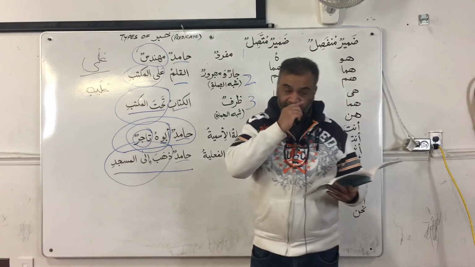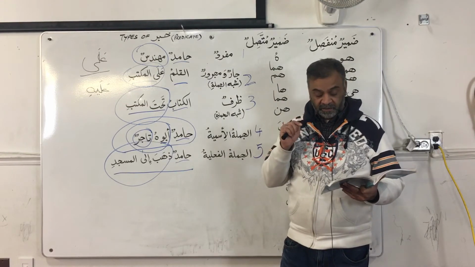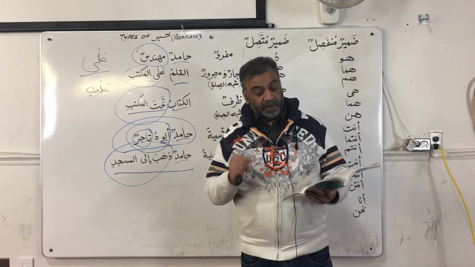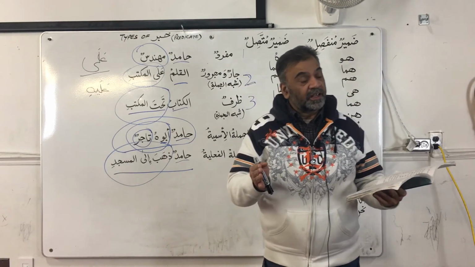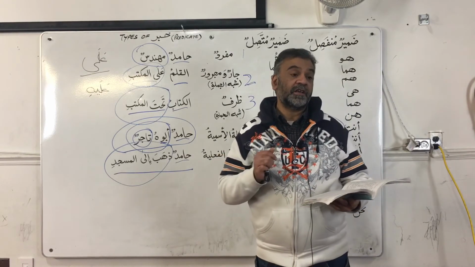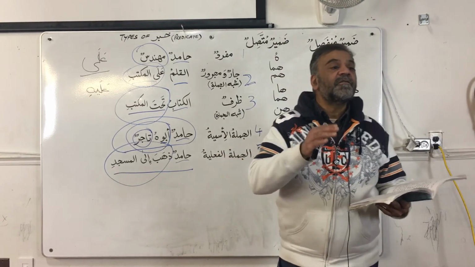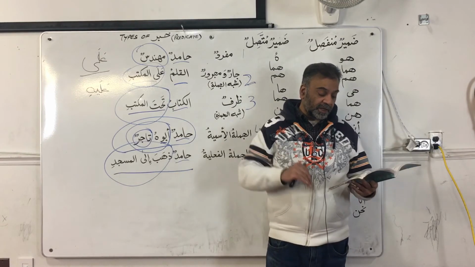Number 3. Ukhti, my sister. Laha tiflun saghirun. My sister, she has a small child. What kind of child? Male child, because we are using tiflun. If it's tiflatun, then it would be a female child, right? Ukhti laha tiflun saghirun.